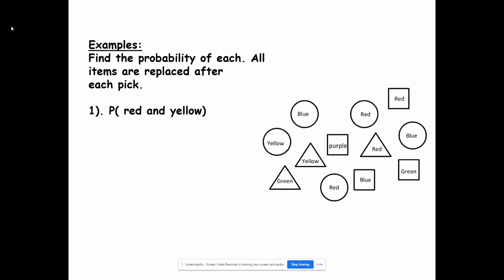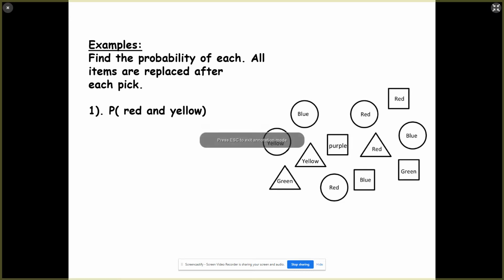All right, so let's get to your homework. Here we have some examples. And I believe this is the exact homework that I gave you. And so we want to figure out what's the probability of getting a red and a yellow. Now there's different shapes and there's different colors. So if you want to figure out the probability of picking one randomly, well, first of all, what's the probability of getting a red? So let's use red.